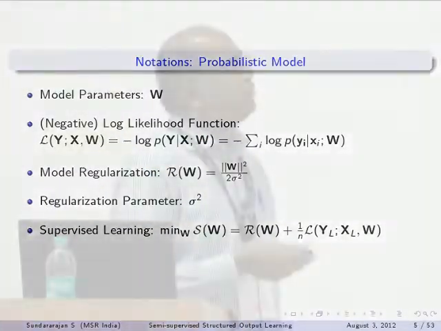We'll be mainly dealing with probabilistic models in the later part of the talk. So we denote w as the model parameters, and this log likelihood function plays a major role in the probabilistic model. Okay, and then to avoid the problem of overfitting, we also use regularization. Here we use L2 norm regularization, parameterized by a regularization parameter sigma square, which is typically set using cross validation.